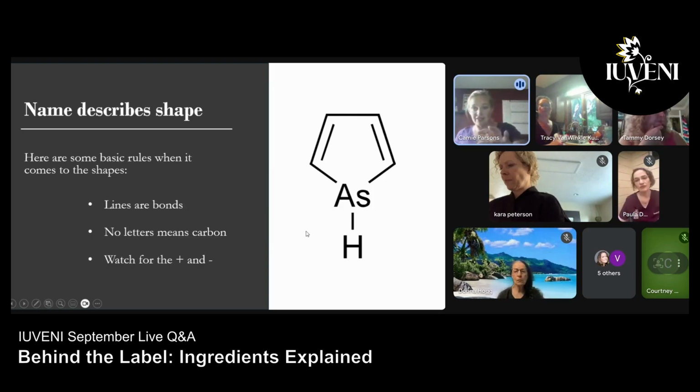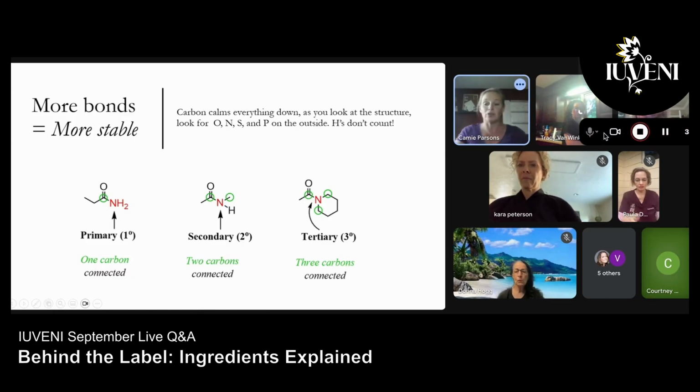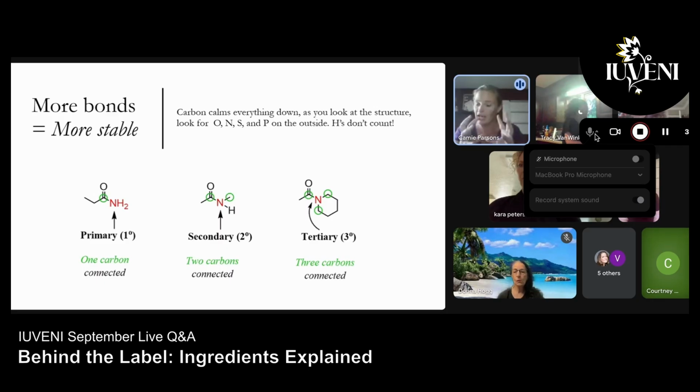Watch for the plus and the minus. So as you are looking at a molecule, chemists will put whether something is plus or minus. If there's not, that means it's neutral. Another basic rule, the more bonds it has, the more stable it is. So primary, this NH2 on the edge, that's going to be really reactive. This one that's in the middle of carbons is going to be less reactive. This nitrogen that's in the middle of 3 or more carbons, you're not touching it. So it's not the nitrogen specifically that's so reactive, it's the fact that it's on an edge. Only the stuff on the edge really does anything.